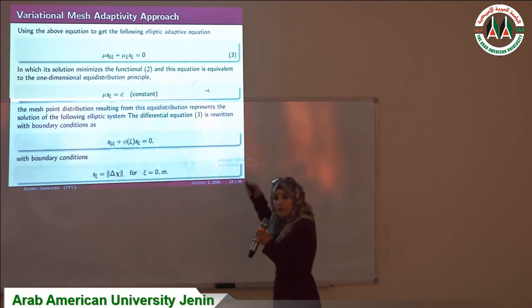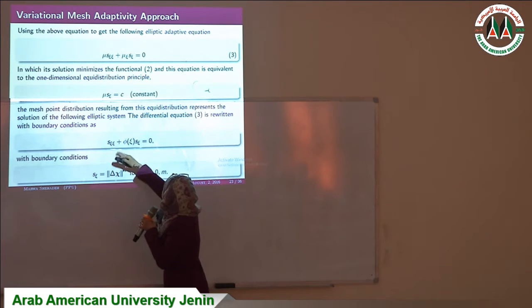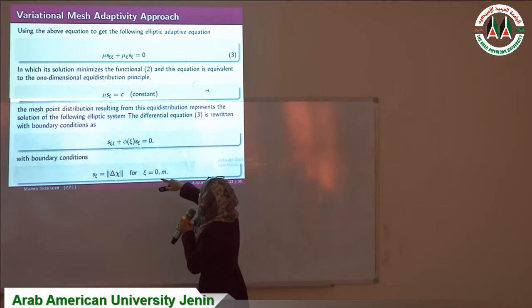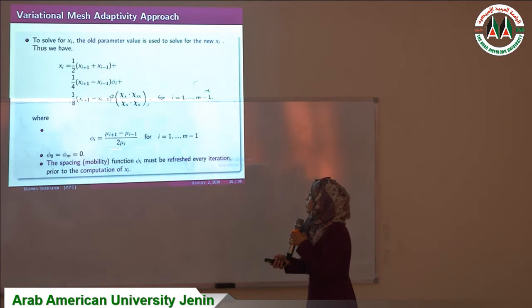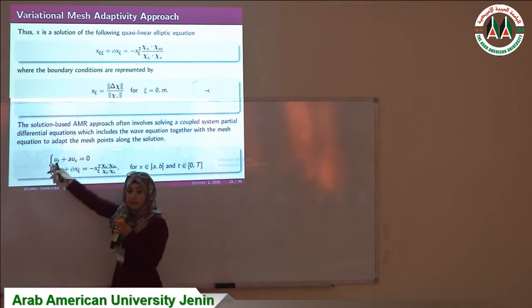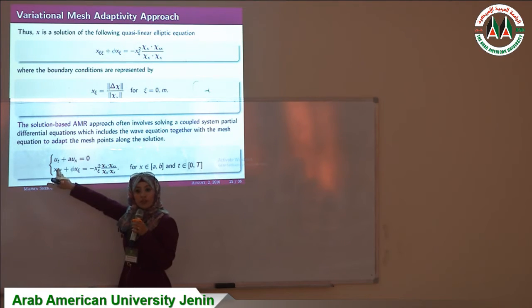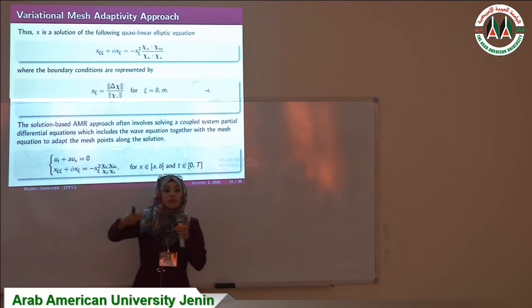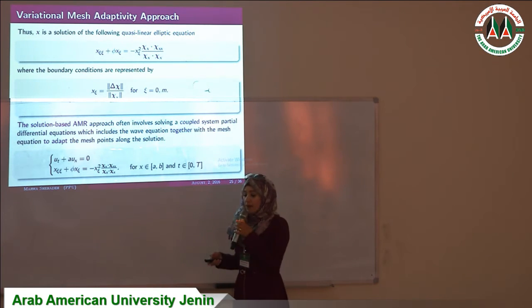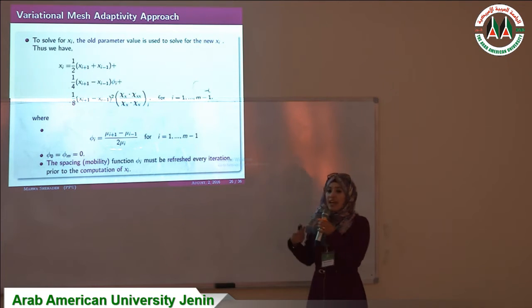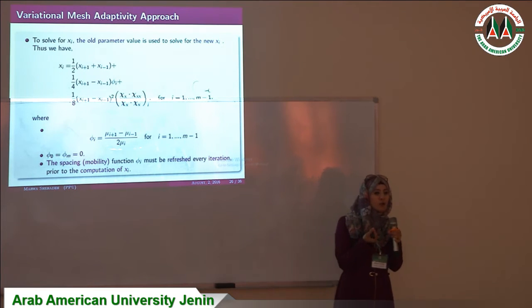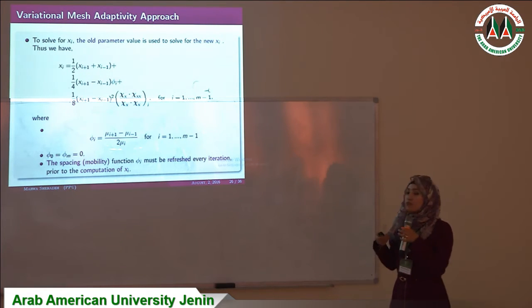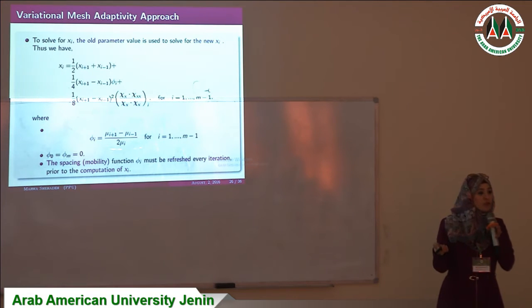Okay, by using some calculation, we get this elliptic adaptive system with this boundary condition, to get finally to this coupled system from the wave equation together with the mesh equation that gives me the adaptive solution. But this method has to do a lot of iteration, and that makes a computational cost. So we have to look for other methods that cost less computation.